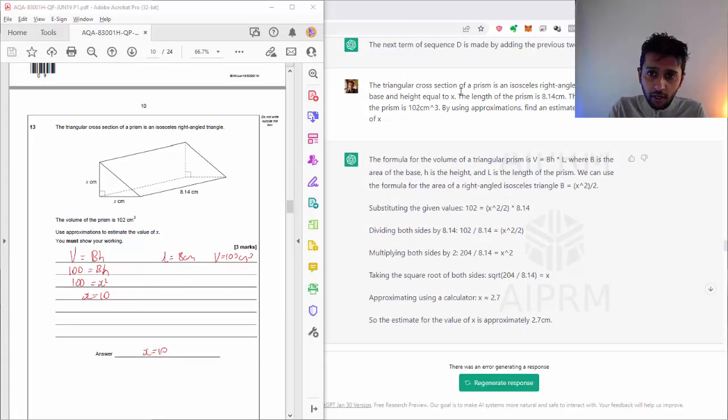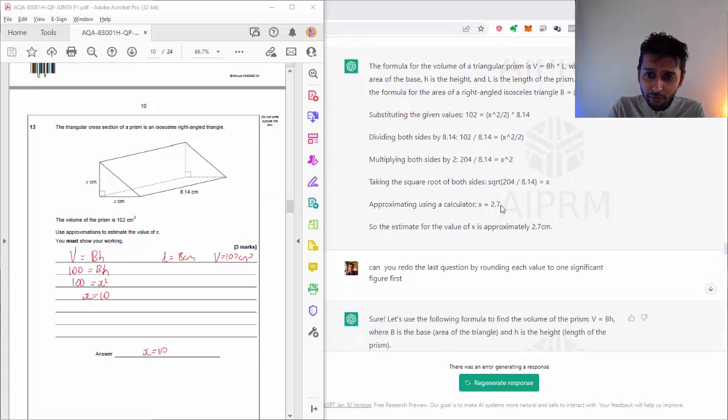Number 13, triangular cross-section of a prism is an isosceles right-angled triangle with a base and height equal to x. The length is that, and the volume is that. So I've just tried to describe that diagram in here. And I asked it to use approximations to find an approximate value of x. And what it did, it used the exact values, and then it just rounded the final answer, which is not what I wanted it to do.